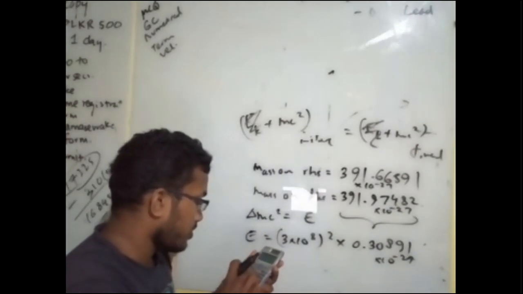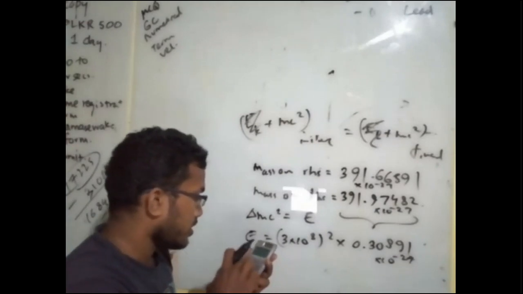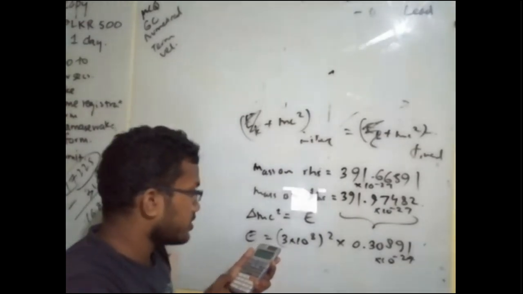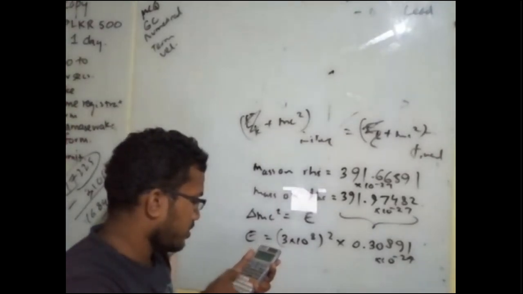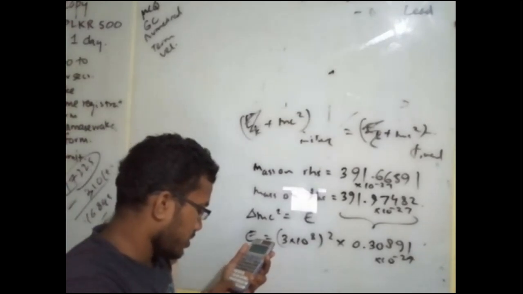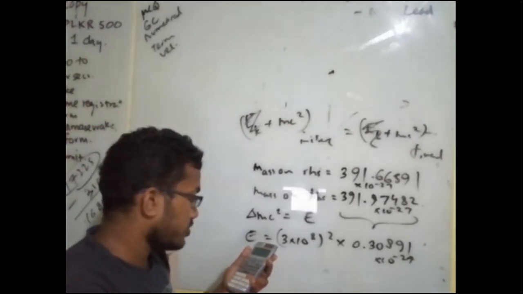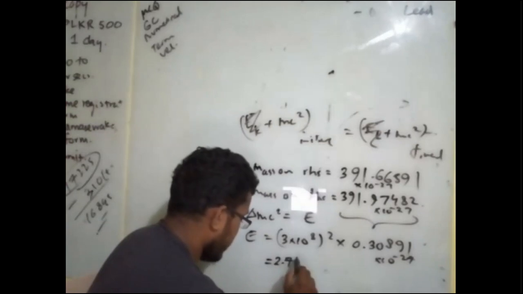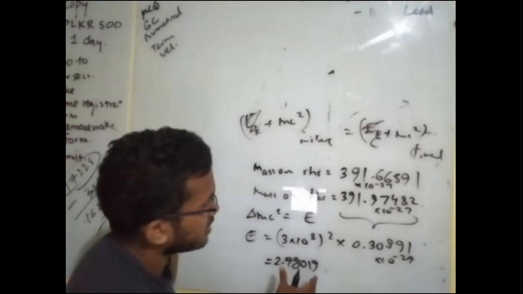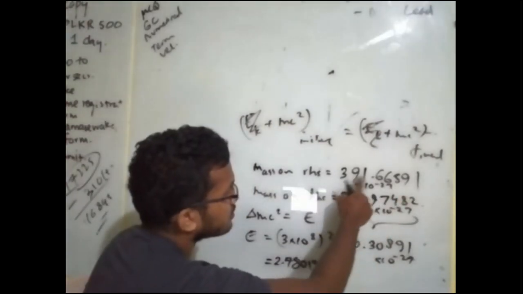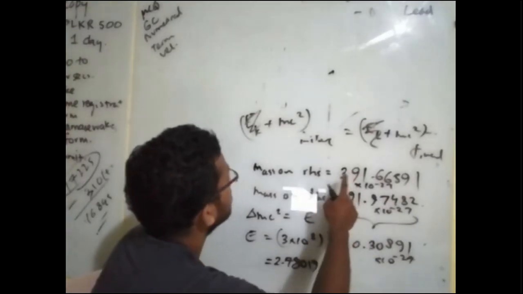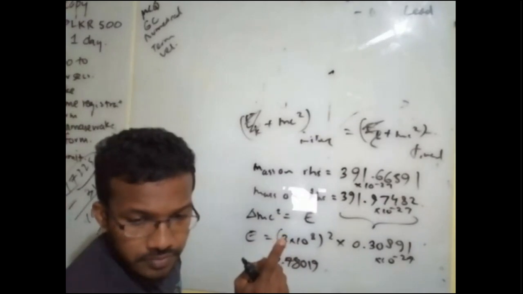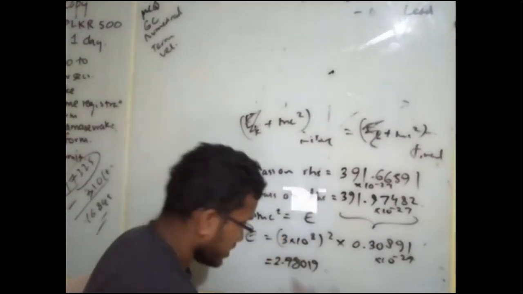3 times 10 to the power 8 squared, times 0.30 times 10 to the power minus 27. That is 2.78. We can give the answer to many decimal places because we have a lot of significant figures, 1, 2, 3. No, the lowest number was in the neutron, 1, 2, 3, 4, 5, 6. You can give it to 6 significant figures. This is definitely possible.